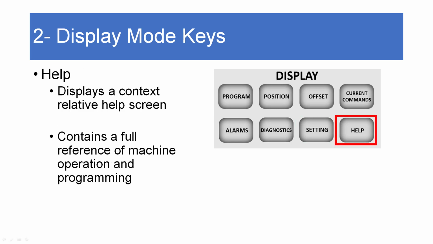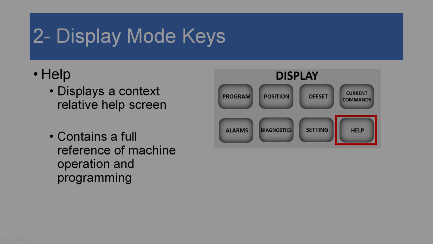Last on the display mode is the help key, which allows a user to seek context-relative help based on the display that was active prior to hitting the help button. This help reference contains the information found in the operator's manual for machine operation and programming, as well as a listing of alarm codes and a calculator function.